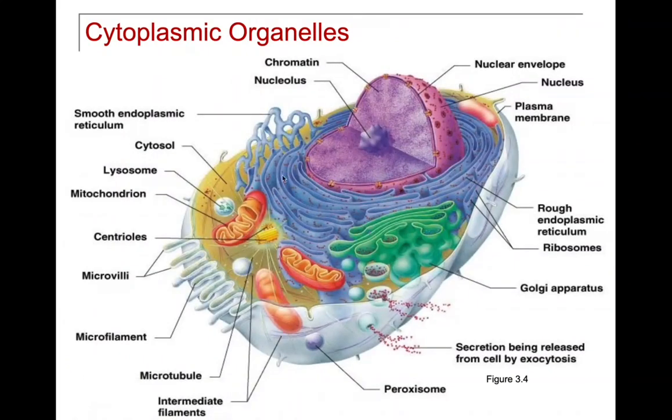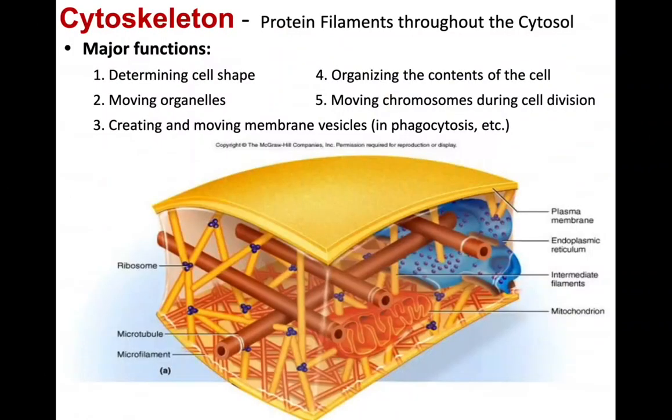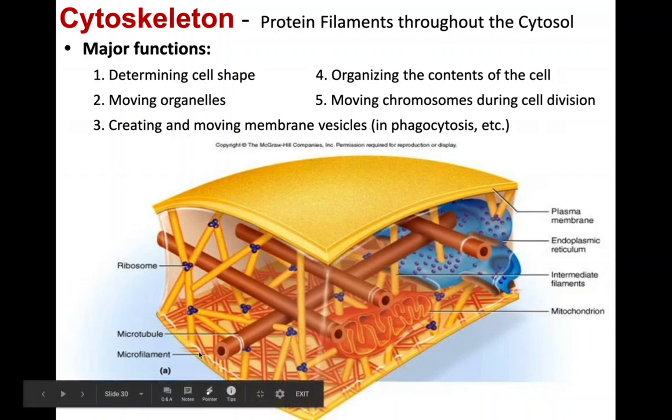So this is just another illustration of a cell here. You can see different parts of it. So the cytoskeleton is going to be composed of protein filaments that are going to go throughout the cytosol. They help to determine the cell's shape, move the organelles, create and move membrane vesicles, basically acting like little railroad tracks, organizing the contents of the cell, and then moving the chromosomes during cell division. So some of them are going to be smaller, your microfilaments, some are larger, microtubules, and then some are medium-sized, your intermediate filaments.